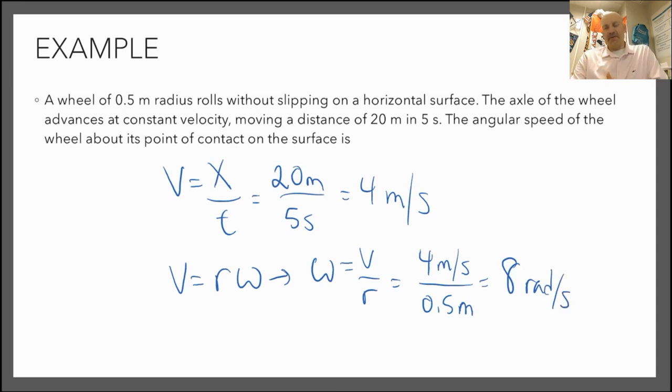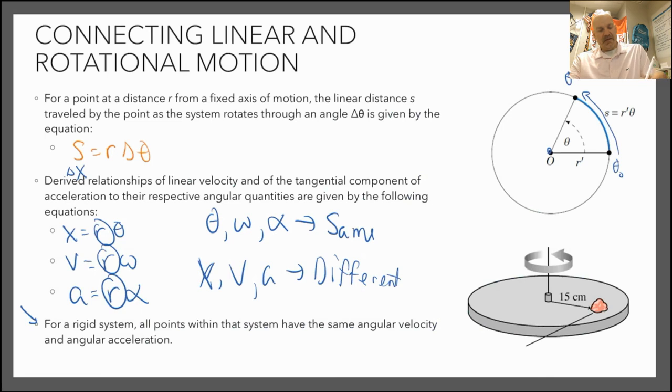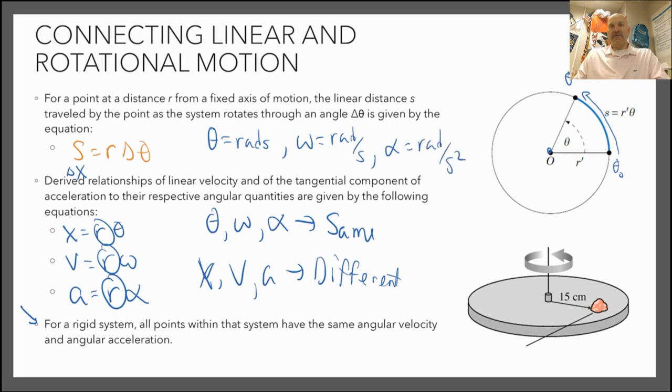Now, I did fail to mention this back in the first video. If we go back, theta is measured in radians, omega is measured in radians per second, and alpha is measured in radians per second squared. Okay, so in the next video, we're sliding out of the kinematics world and we're going to move into the dynamics world.